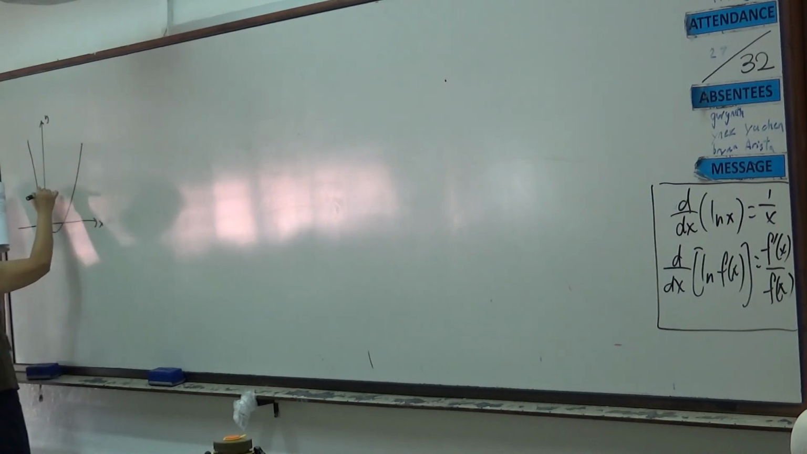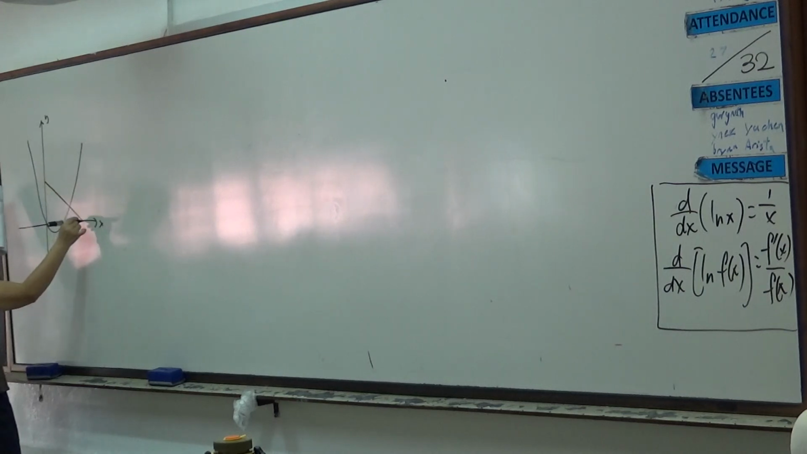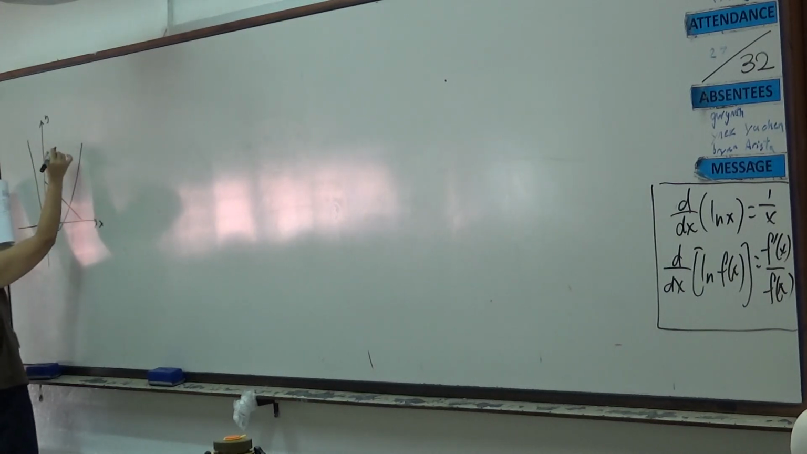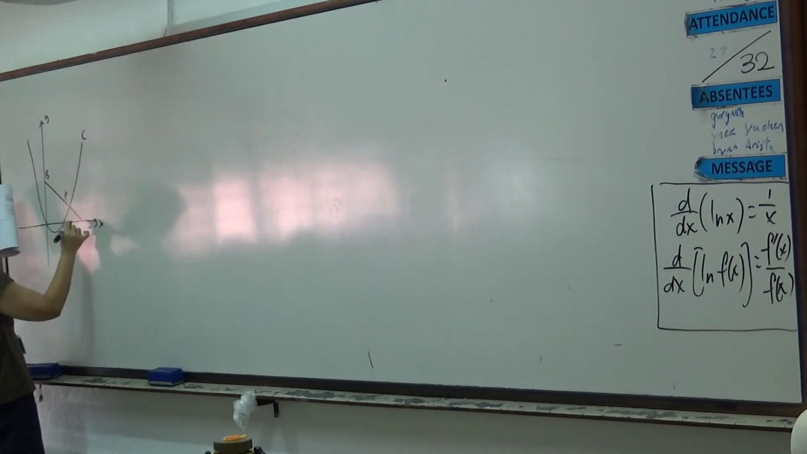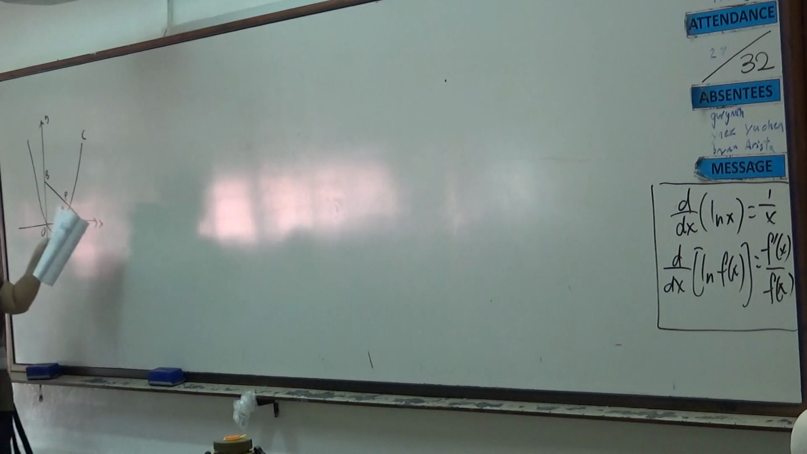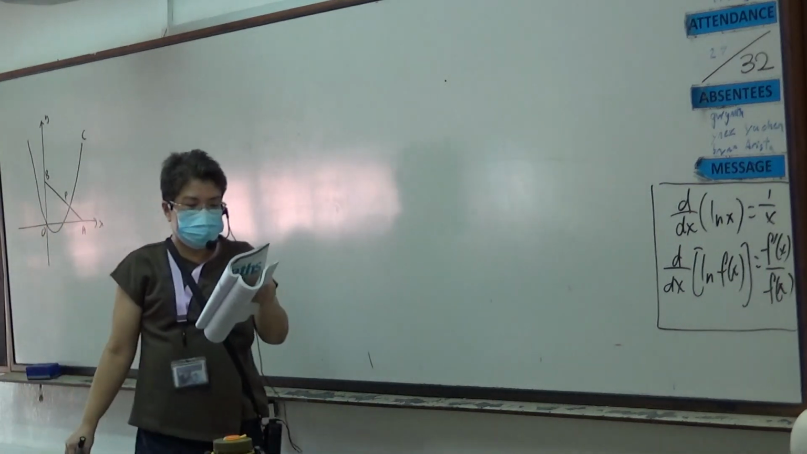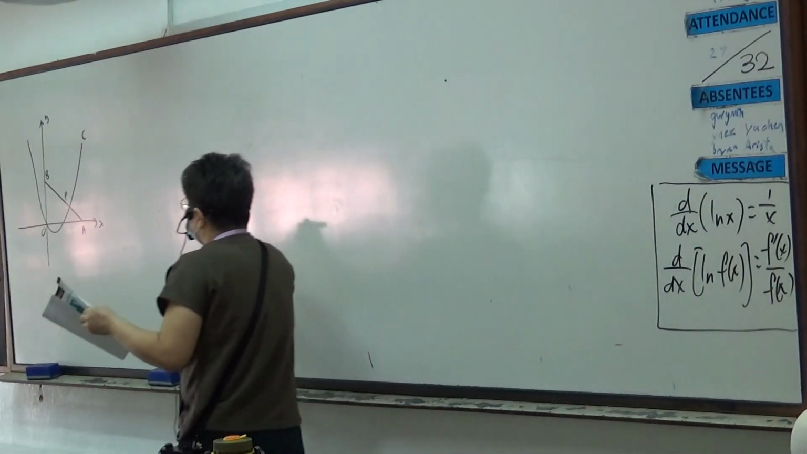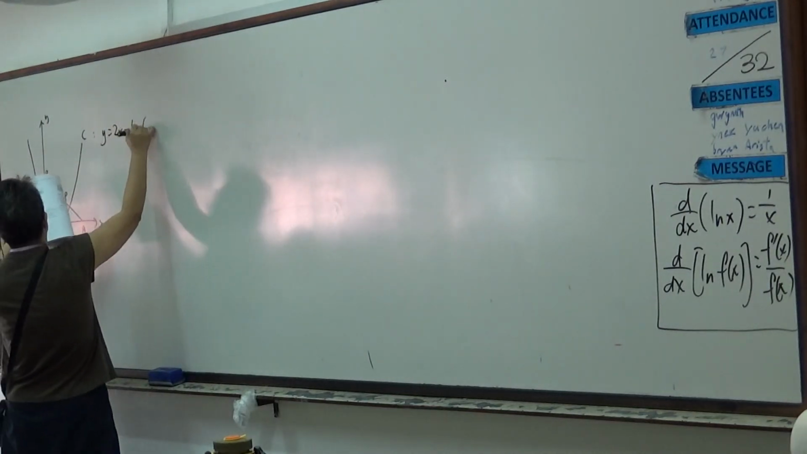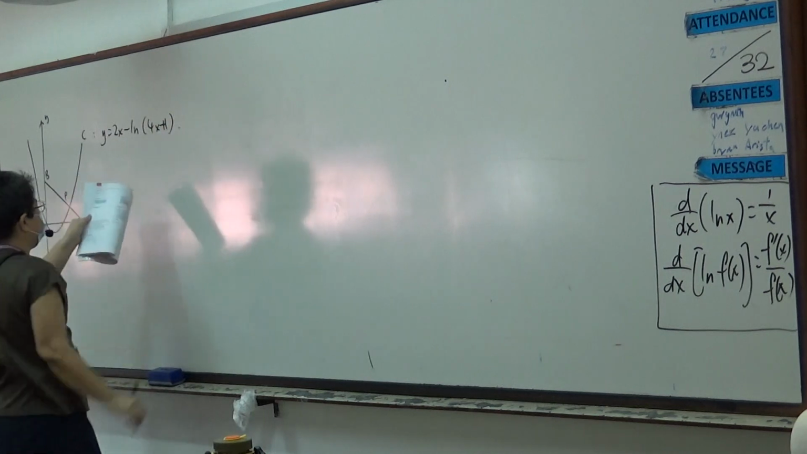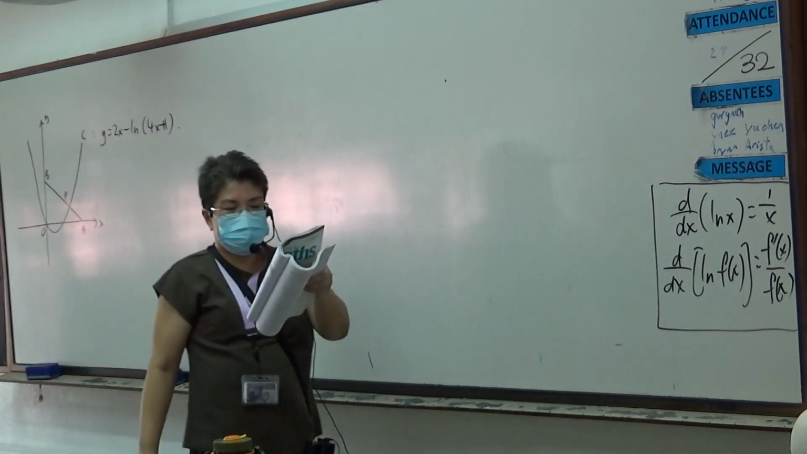Something like that, huh? Then the line goes like that, right? So let me just label this: this is C, this is B, this is P, this is D, this is O. Okay. The diagram shows the curve C with equation... That means this curve C has this equation: y equals 2x minus ln(4x plus 1). Okay, O is the origin.